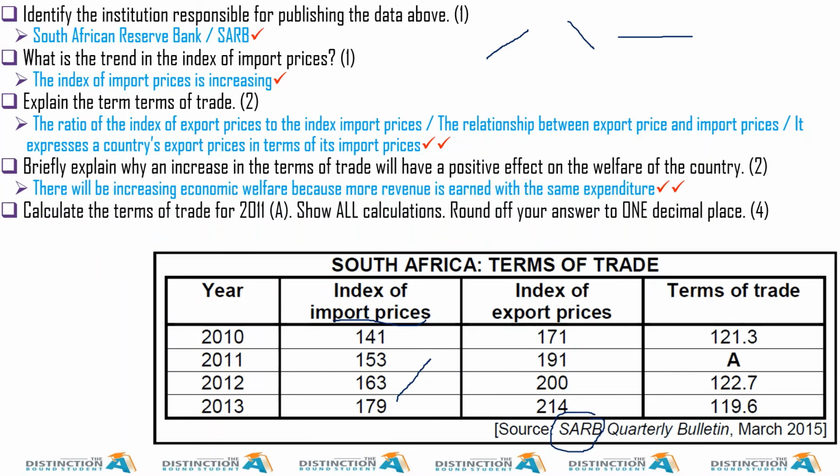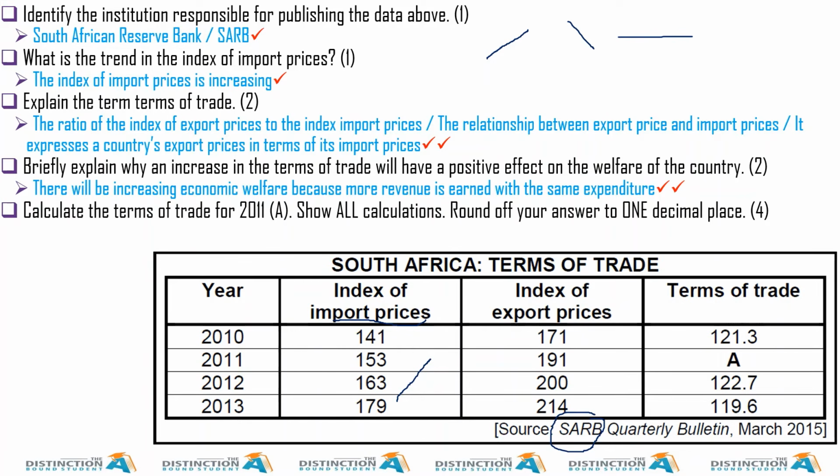Briefly explain why an increase in the terms of trade will have a positive effect on the welfare of the country. It will mean that there will be an increase in economic welfare because more revenue is earned with the same expenditure. When terms of trade improve, it means it's cheaper for us to import. And so for the same expenditure, we get more. Right.